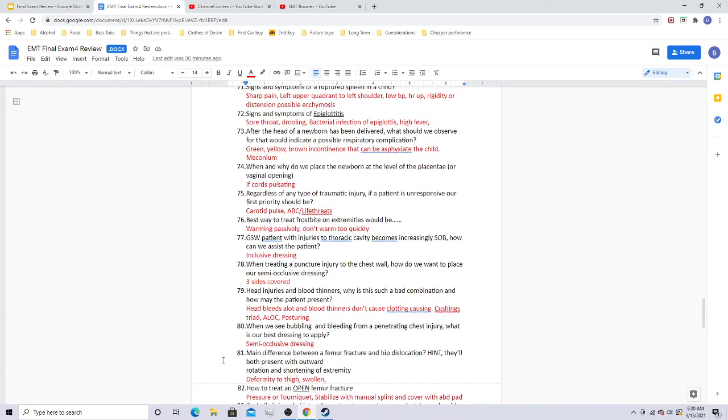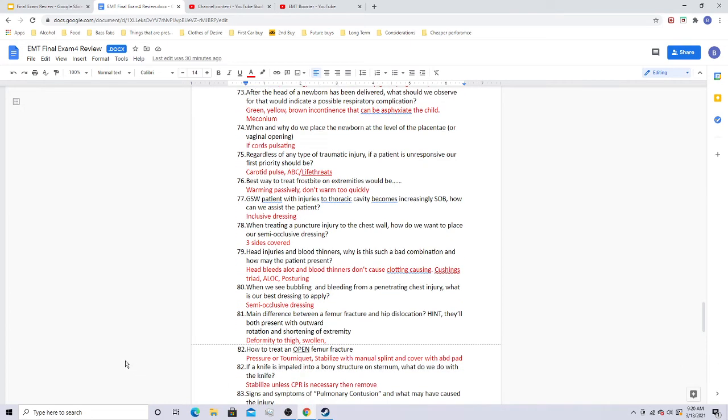When to treat a puncture injury to the chest wall, how do we place a semi-occlusive dressing? So 3 sides of the dressing are taped, and then you want the bottom out. This will allow for air to come out, no air to come in, which is what you want.